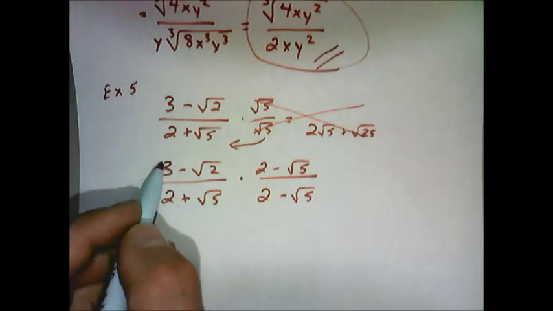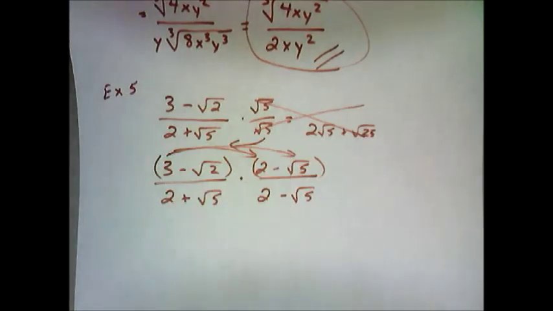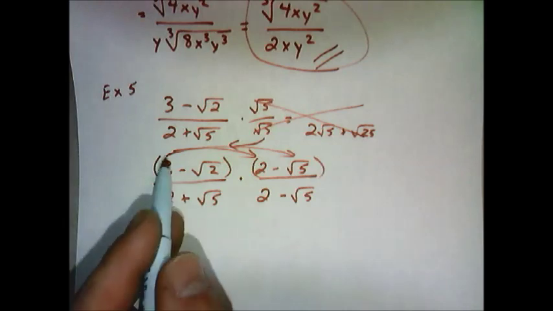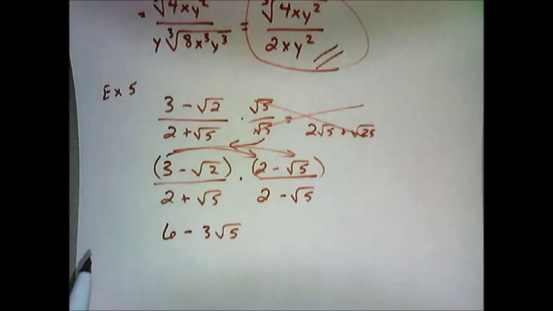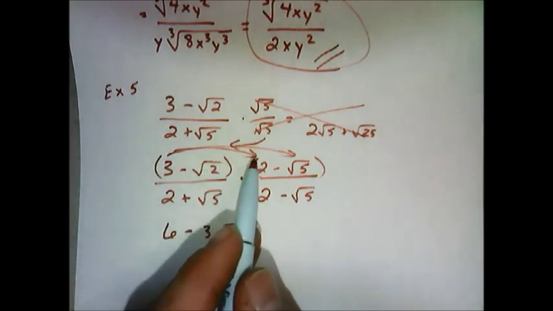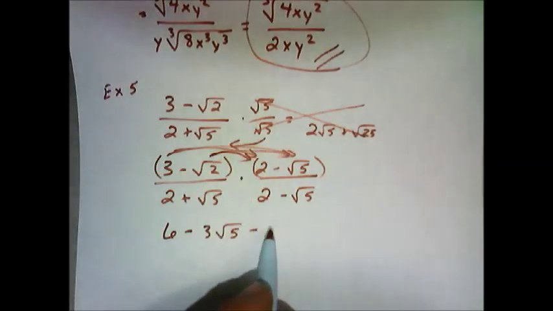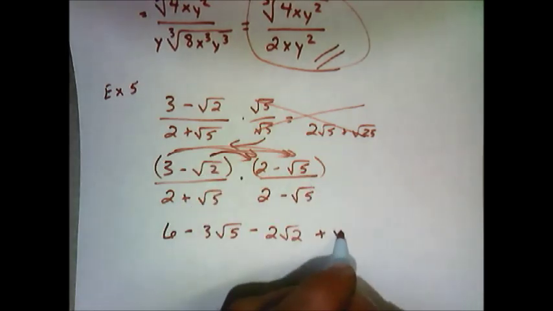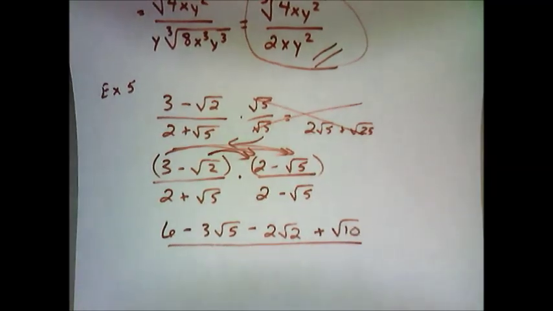So we're going to first multiply the tops together. So we're going to distribute this 3, just as we did in multiplication of binomial radicals. 3 times 2 gives me 6. 3 times negative radical 5 is negative 3 radical 5. Negative radical 2 times 2, I'm going to distribute my second in. So I get minus 2 radical 2. Negative times a negative is a positive, and 2 times 2 gives me the square root of 10. And I'm going to divide that.